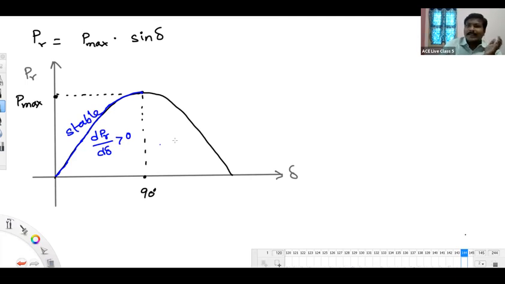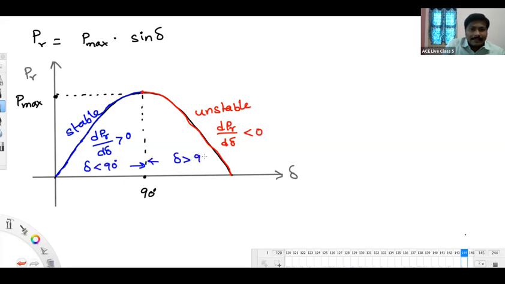In the other region, the so-called negative slope region, dPr by d delta is less than 0. In this region, the system will be unstable. Of course, if you want to say it in terms of angles, delta less than 90 degree, it will be stable. Delta greater than 90 degree, it will be unstable.